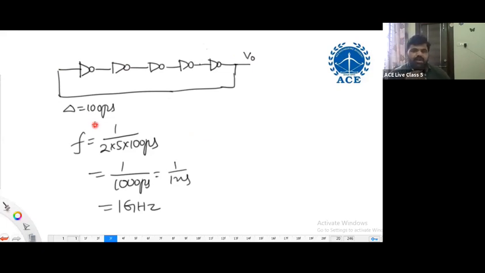Yes. When the inverter delay is specified, I can calculate the frequency of oscillation by using f = 1/(2nΔ), where n is the number of inverters. It must be an odd number of inverters, so then only can there be oscillations. So the frequency of oscillation f = 1/(2nΔ). n is the number of inverters. It must be an odd number of inverters.